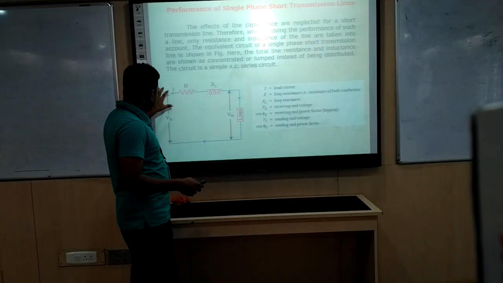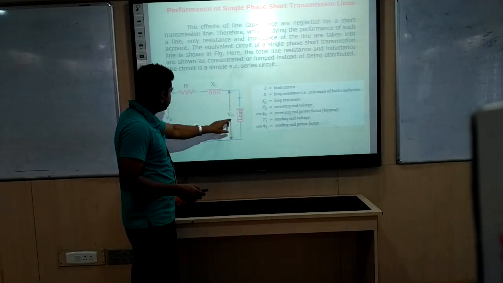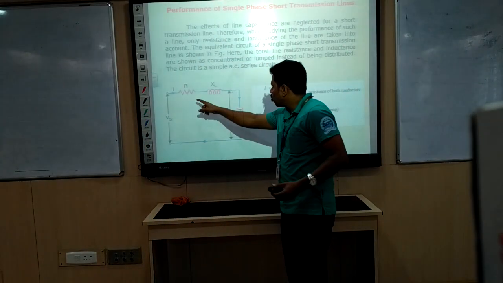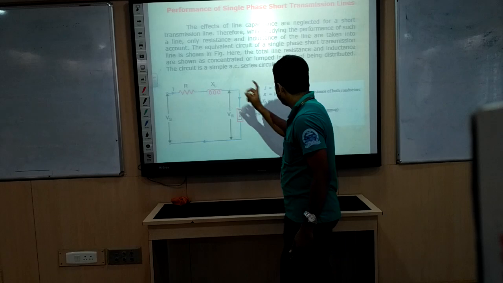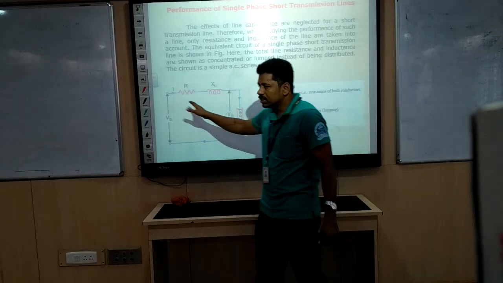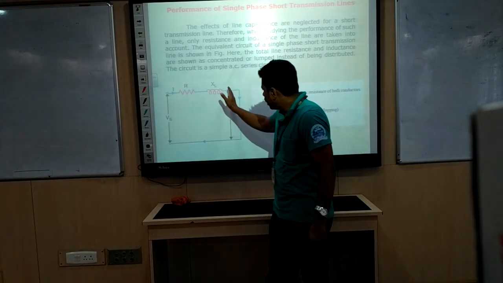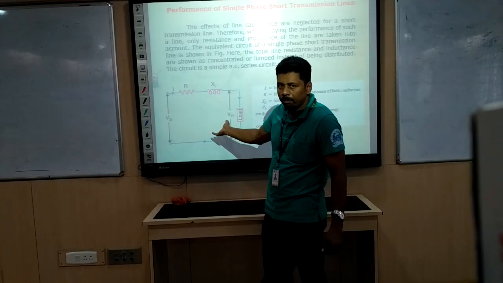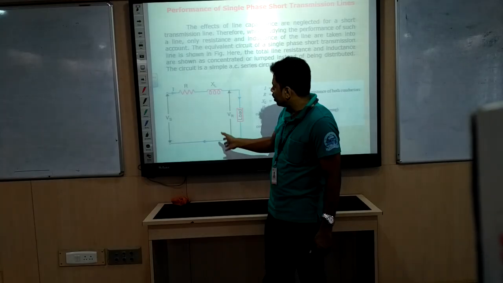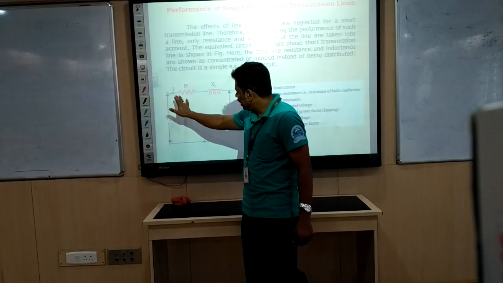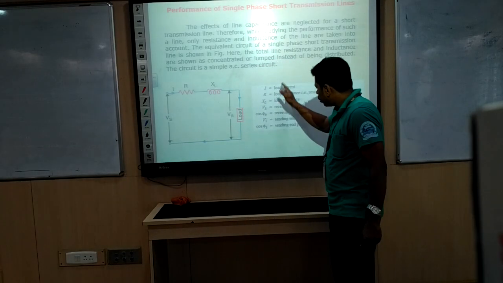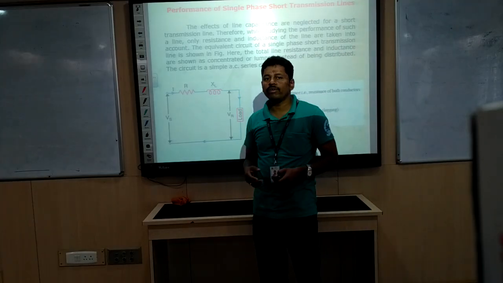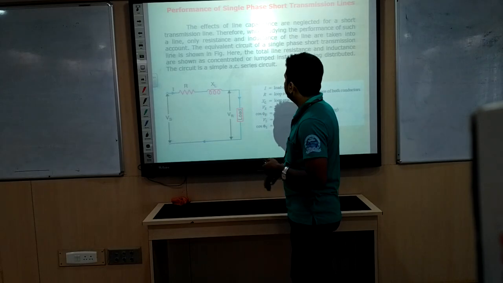Here you can see there is a sending end voltage, and Vr represents the receiving end voltage. The lumped parameters, the resistance and inductive reactance, are shown here. That is the total resistance and total inductive reactance. The current at the sending end is Is, and the current at the receiving end is Ir. In this case both are equal because we neglect the effect of capacitance. There is no parallel or shunt branch. That is why Is is equal to Ir over here. Then cos phi r is the receiving end power factor, based on what type of load we have connected.